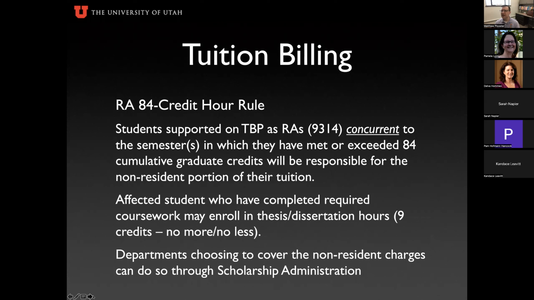A question I get every year on this: well, I was an RA at the beginning of my PhD, but now I'm a GF or TA. Do I still have my non-resident portion covered or not? Yes, because at this moment you are not an RA. I've reached this 84 credit hours by my GF. Do I have to pay back the non-resident portion in previous semesters? No. It's just that semester where we look at it.